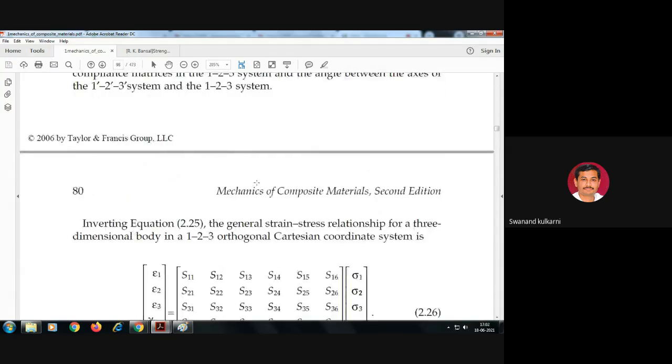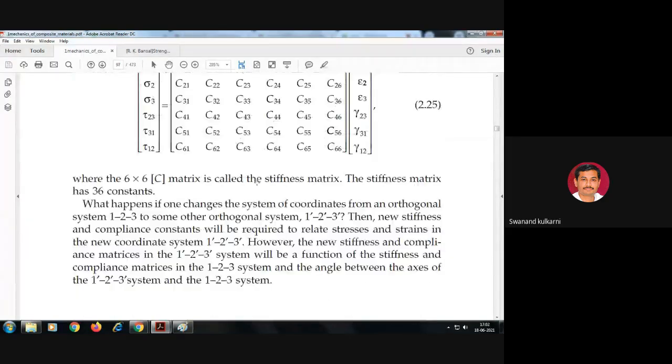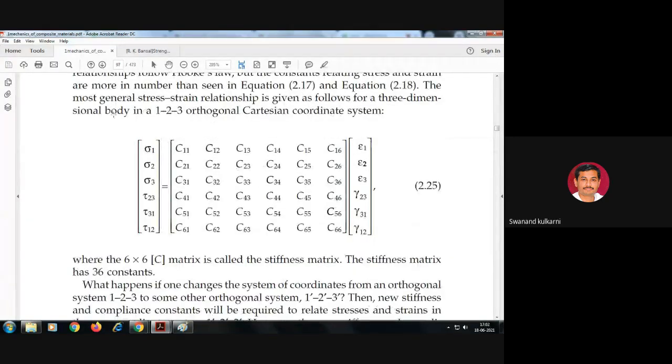So let us observe this particular equation, and for the next lecture we will continue with this.